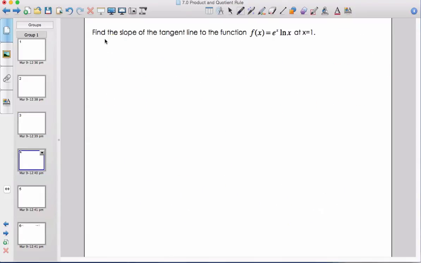Let's try this question. Find the slope of the tangent line to the function f of x equals e to the x ln x. Well, you can clearly see that these are two functions multiplied together, so we are going to use the product rule. So f prime of x is going to be the derivative of the first one times the second function plus the first function times the derivative of the second function.